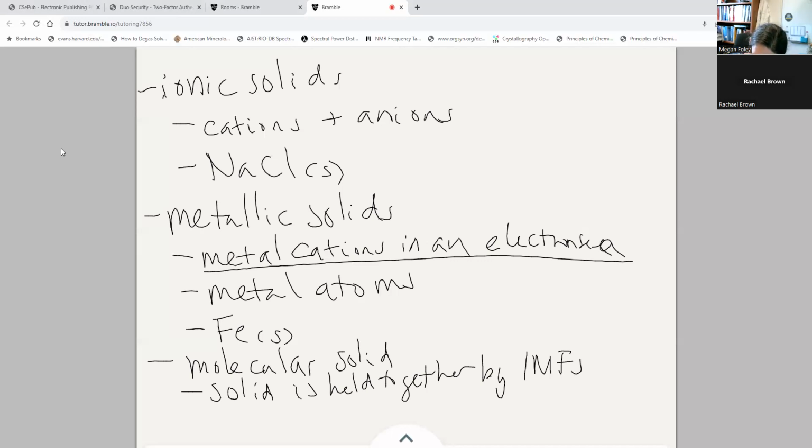And also, a molecular solid is composed of molecules. So a molecular solid is a bunch of molecules. Each molecule is held together by intermolecular forces. Sugar makes a molecular solid. Each sugar unit is a molecule, and then the sugar units are held together by hydrogen bonding.